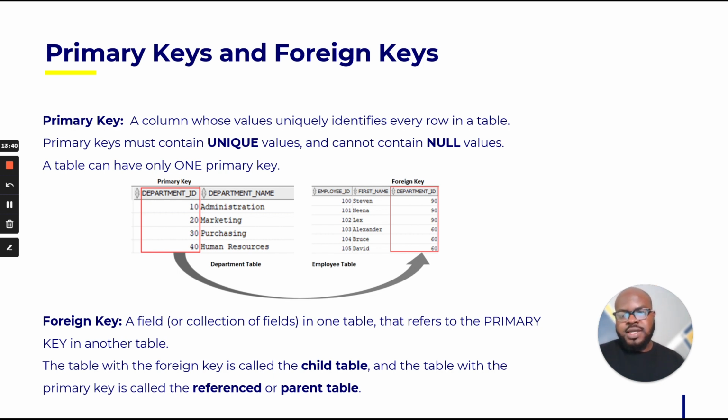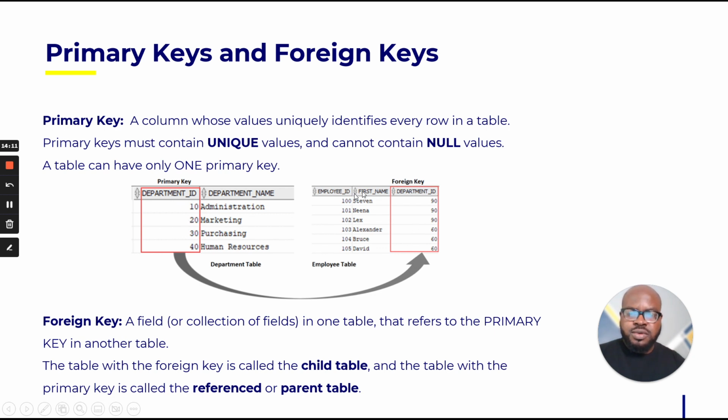So a foreign key really is a field or a column in one table that refers to a primary key in another table. We need an example to understand that. So let's look at the second table in this example here. We have two tables here. We have the department table and we have the employee table. Our first table is our department table, where we said department ID is the primary key, right? So 10 represents administration, 20 represents marketing.